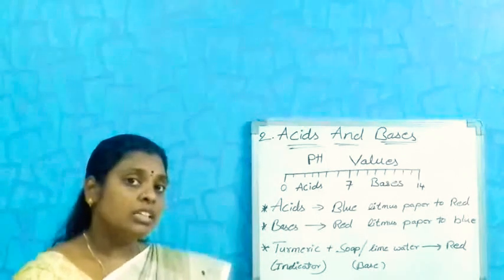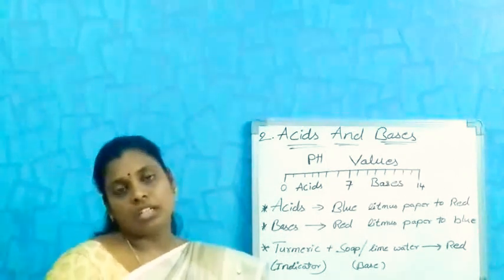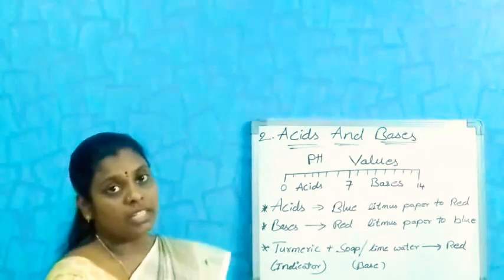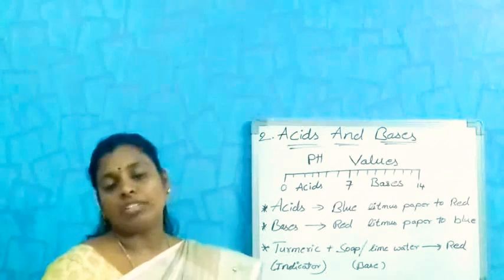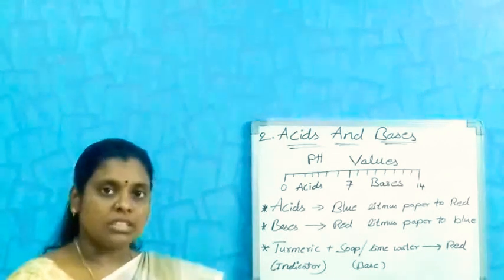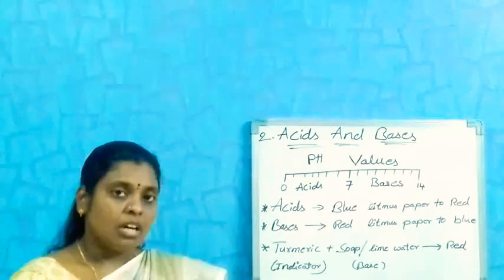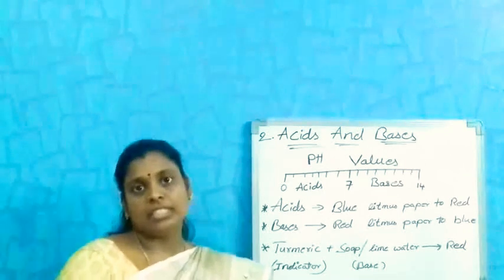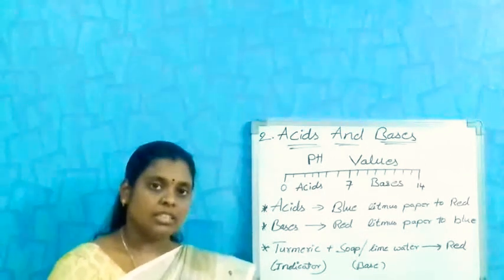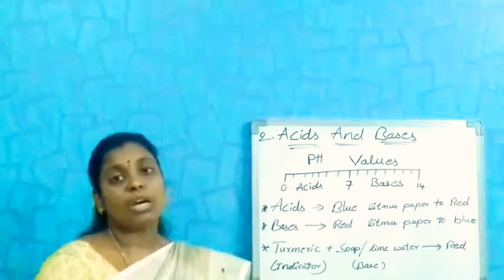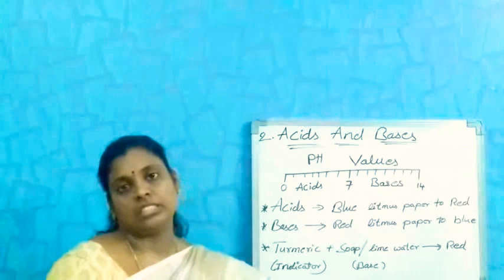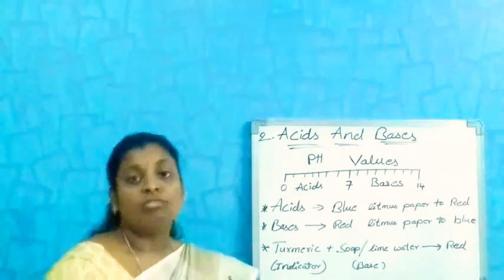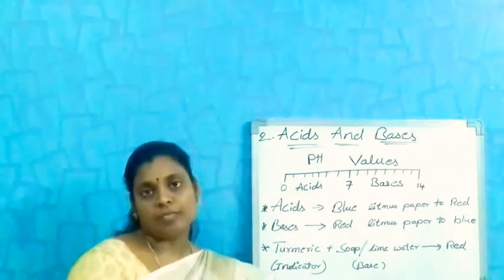Some food items contain acids and some have bases. How can you identify these? By using some indicators. What are those indicators?